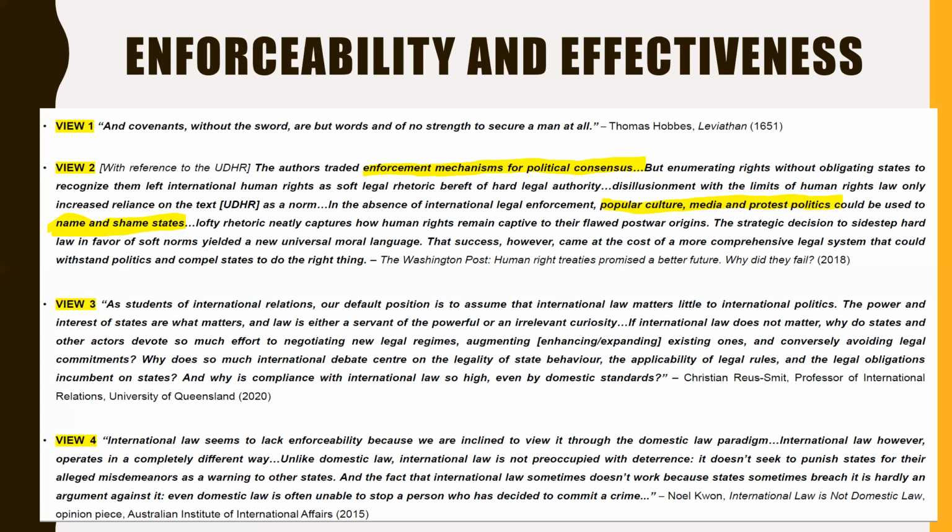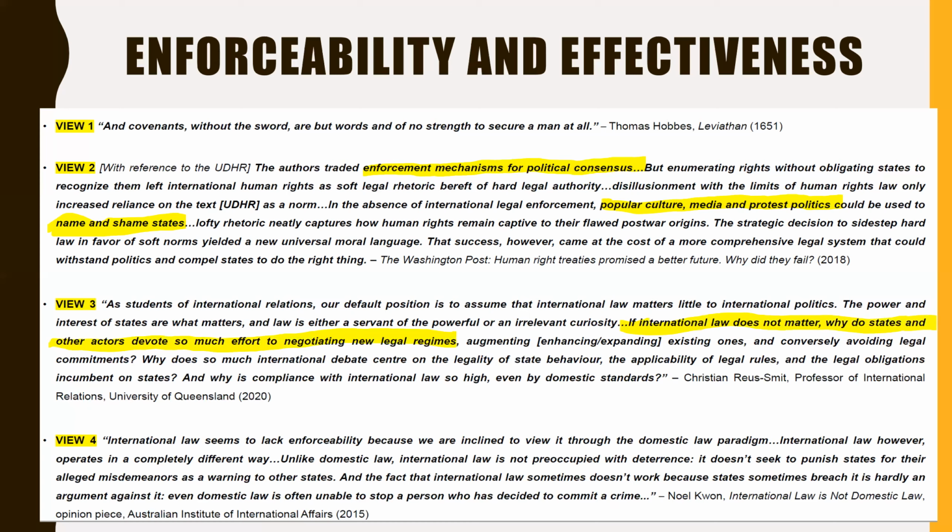Why does so much international debate centre on the legality of state behaviour, the applicability of legal rules and legal obligations incumbent on states? And why is compliance with international law so high, even by domestic standards?" So I think this offers us a different kind of perspective, and what I like about it is that it says, if law does not matter, why do states devote time to creating it?